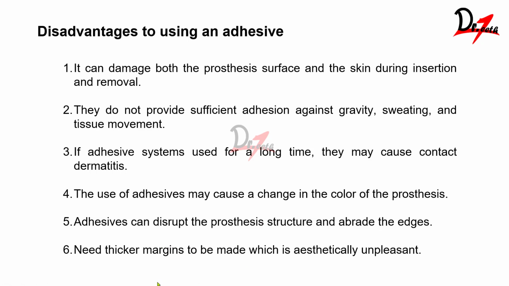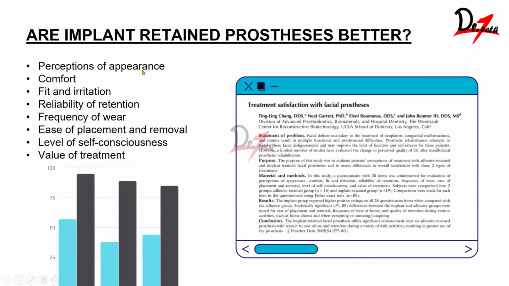And for adhesive retained prostheses, we need thicker margins, and that makes them aesthetically unpleasant. So these are some of the major disadvantages of using adhesives. Now, if we look at the articles after 2000, the main focus shifted to osseointegrated prostheses.